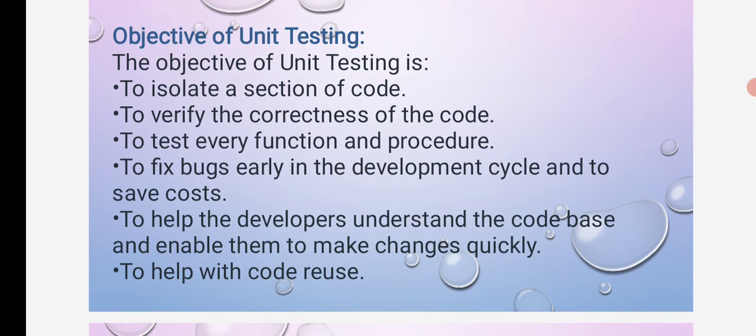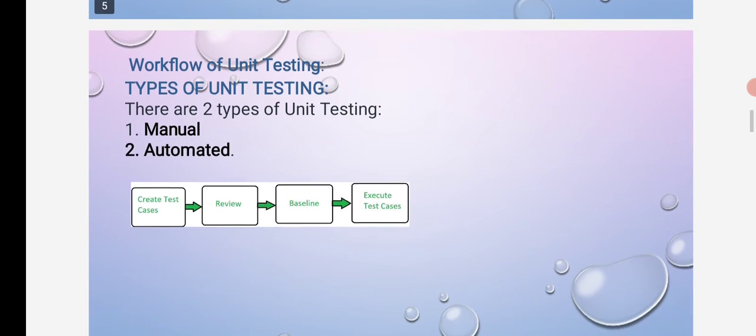Objectives of unit testing: to isolate a section of code, to verify the correctness of the code, to test every function and procedure, to fix bugs early in the development cycle and to save cost, to help the developers understand the code base and enable them to make changes quickly, and to help with code reuse.